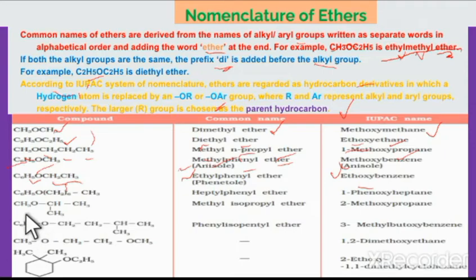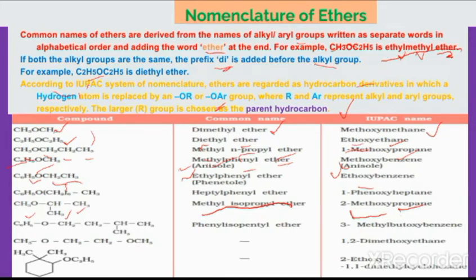Next one is CH3OCH(CH3)CH3. This compound is methyl isopropyl ether as the common name, whereas the IUPAC name is 2-methoxypropane.